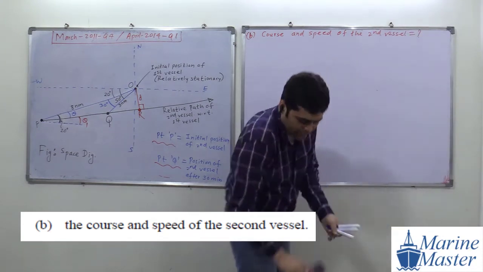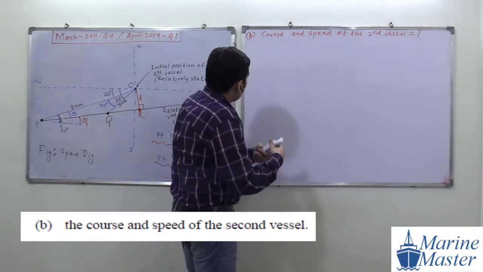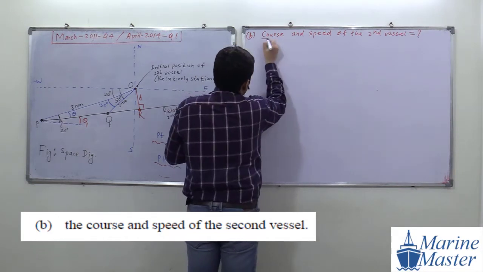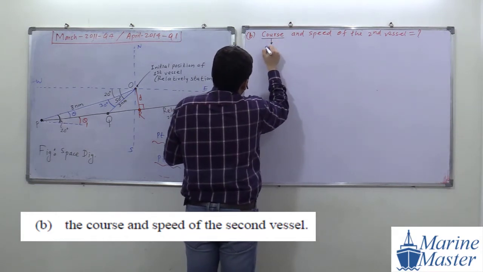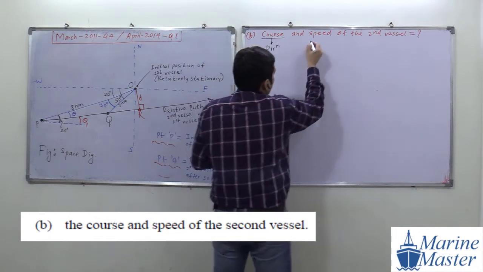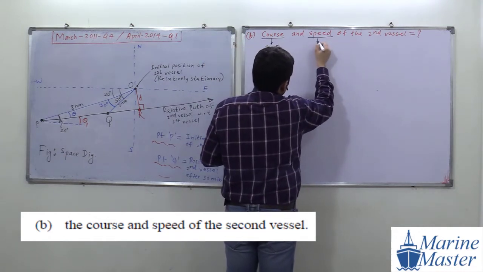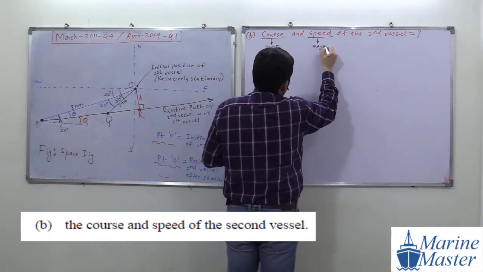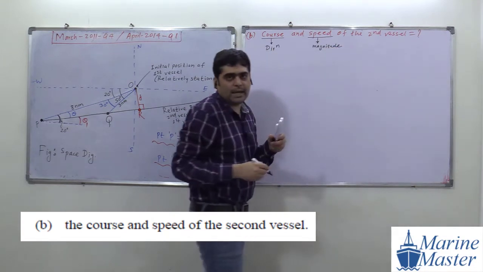So what is the meaning of the word course? Course means direction. And what is the meaning of the word speed? Speed means magnitude. What is the magnitude here?